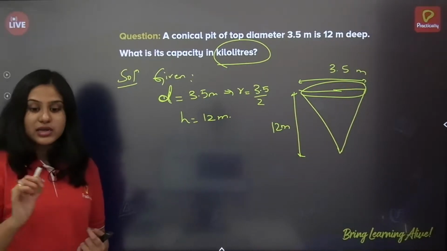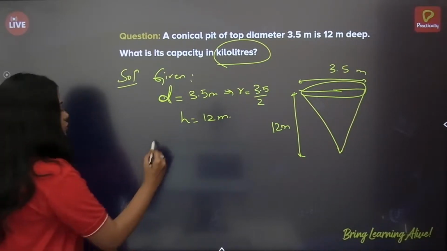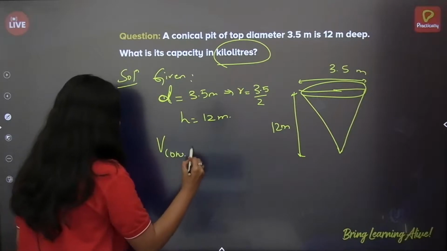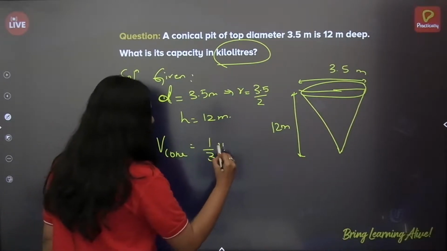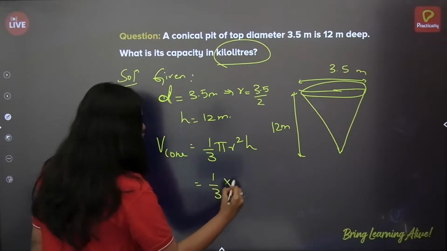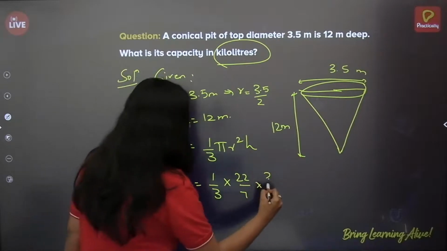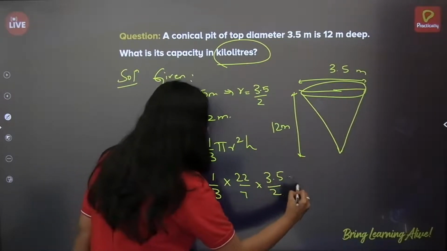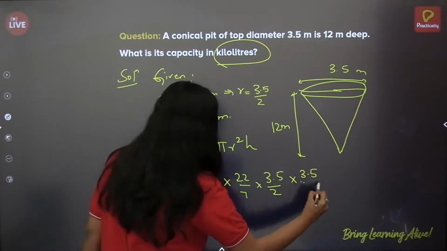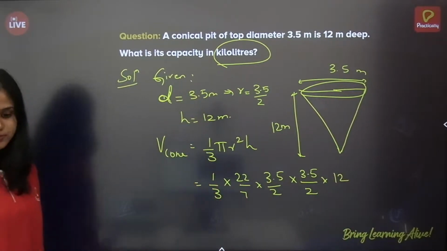No, it's not class 12th, it's class 9. Yes. So volume of cone is equal to 1 by 3 pi r square h. So 1 by 3 into 22 by 7 into 3.5 by 2 into 3.5 by 2 into 12. Come on, let's solve this.